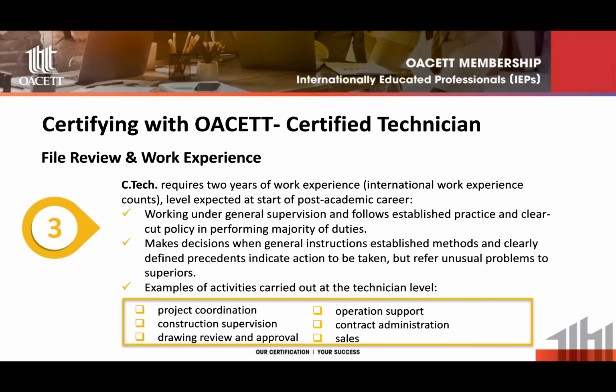Okay, so to be certified as a certified technician or a certified engineering technologist, there are always 2 components. We are looking at your academics and we are looking at your experience. When it comes to experience, the majority of people start off at the level of a certified technician. That is a technician level of experience. For that, you have to have 2 years of work experience, and we do consider international work experience as part of that. Basically, this is what you would do at the start of your career when you finish school. Some of the things at the level of a technician: you'd be performing duties under general supervision, and you'd be following established practices and clear-cut policy in the performance of the majority of your duties.